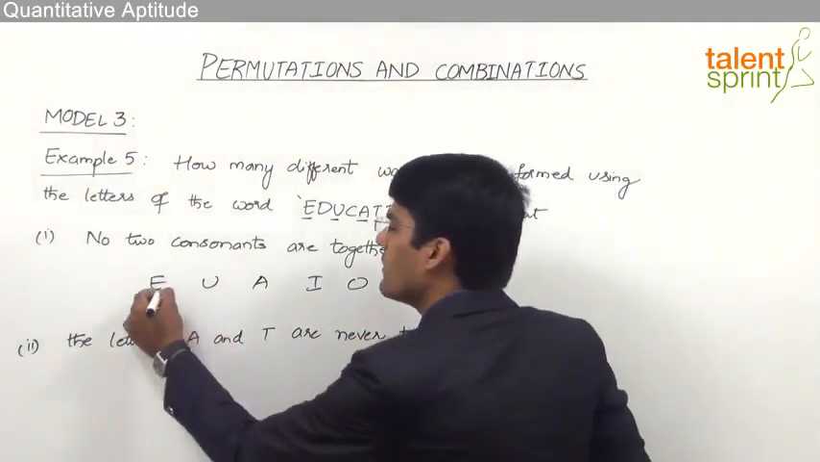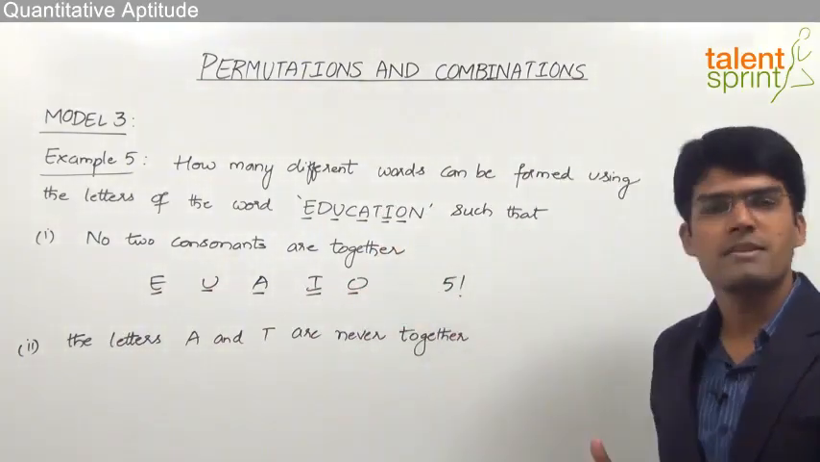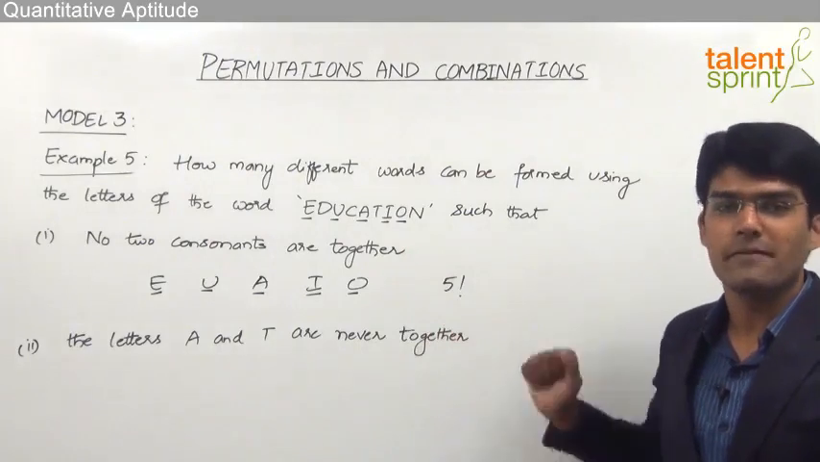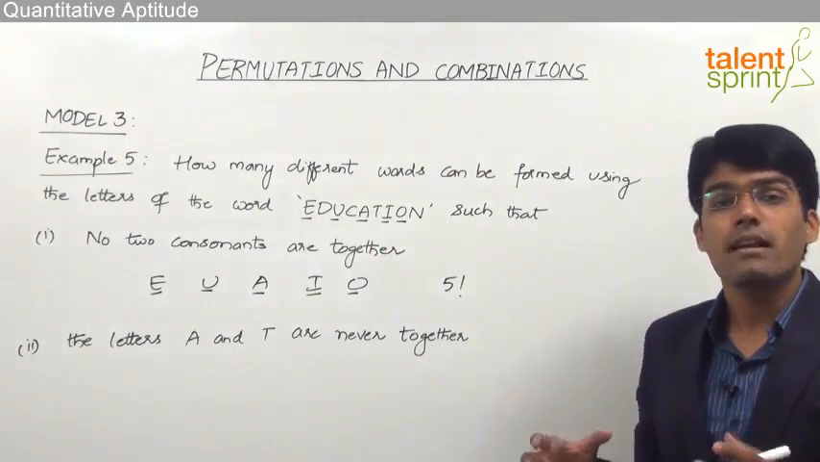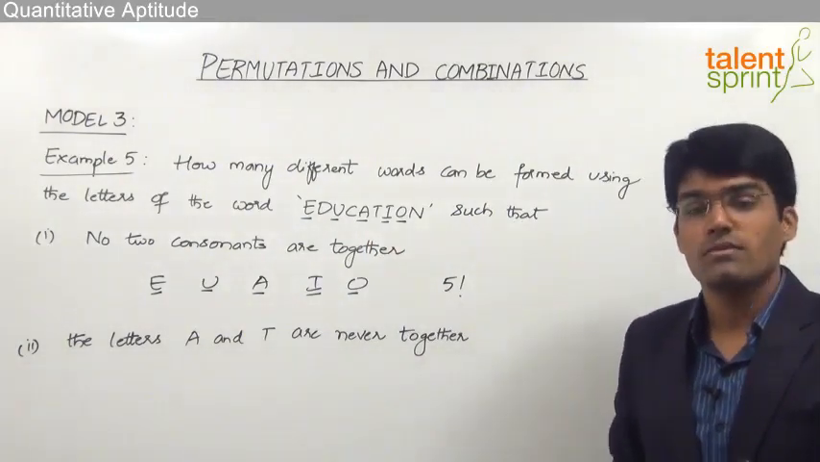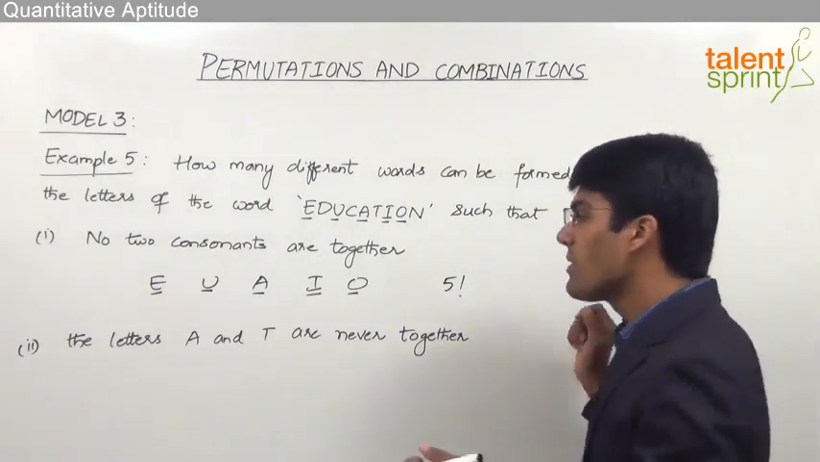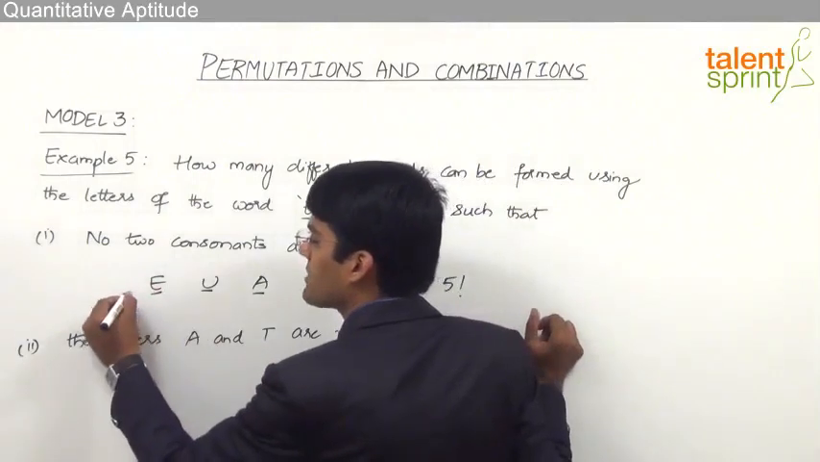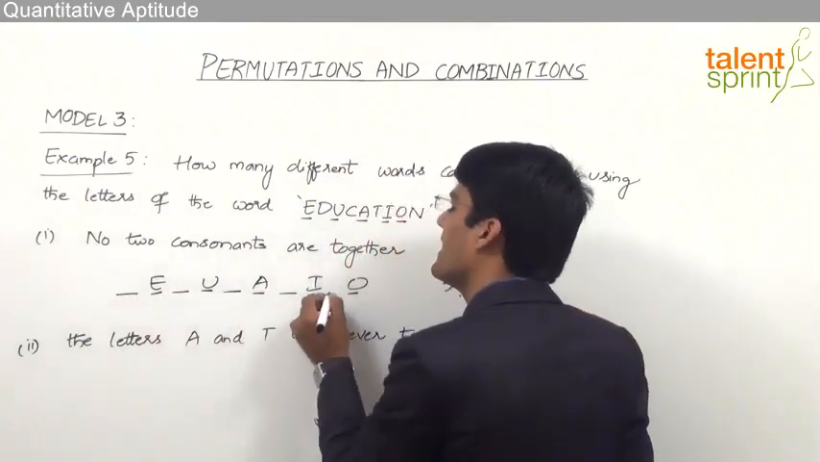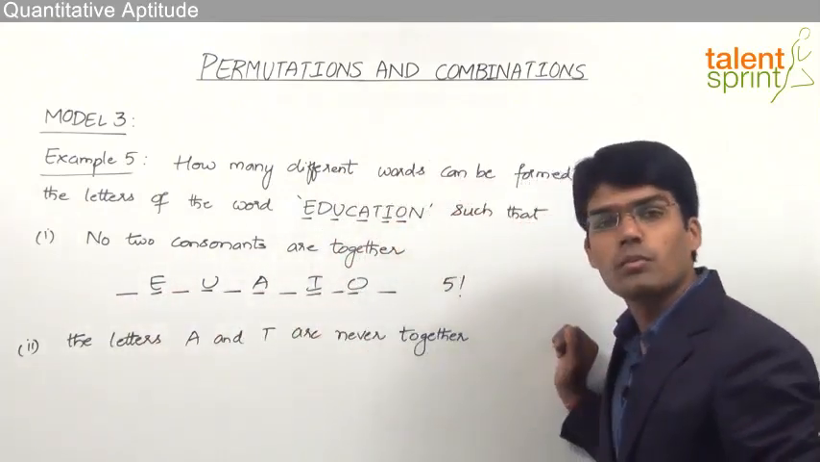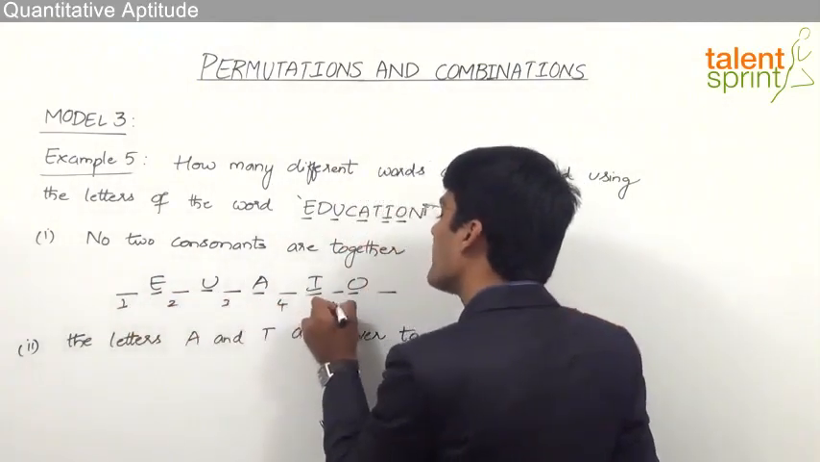That means there are 5 vowels and 5 positions, let us say. They can come in any of these 5 positions, and the total arrangement that we get with respect to vowels only is 5 factorial. And now we need to arrange the consonants in such a way that no 2 consonants are together. So we have to find out the possible places where the consonants can be placed. We can have consonants in this position, here, in between U and A, in between A and I, in between I and O, and after O. That means we see that there are 6 positions, 1, 2, 3, 4, 5 and 6.